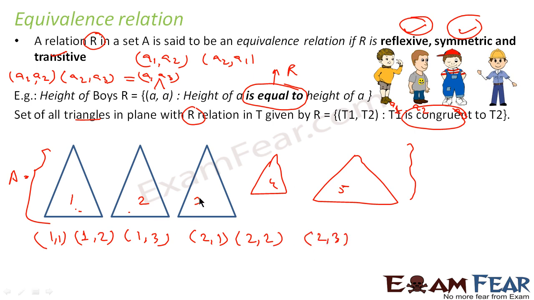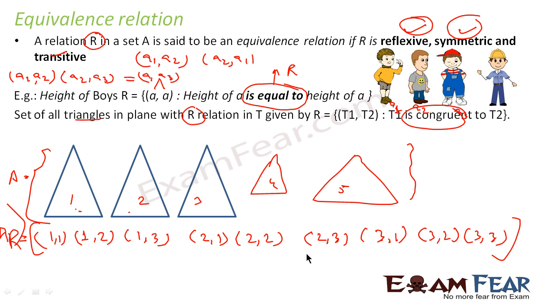2, 4 no, 2, 5 no. Similarly 3 with 3. 3 is congruent to 1, 3 is congruent to 2 and 3 is always congruent to itself. So this will be my relation objects. Correct? It will not have any member from 4 and 5 with the others because they are all different. They are not congruent. Now these are the objects. Now the question is, is this relation an equivalence relation or not?